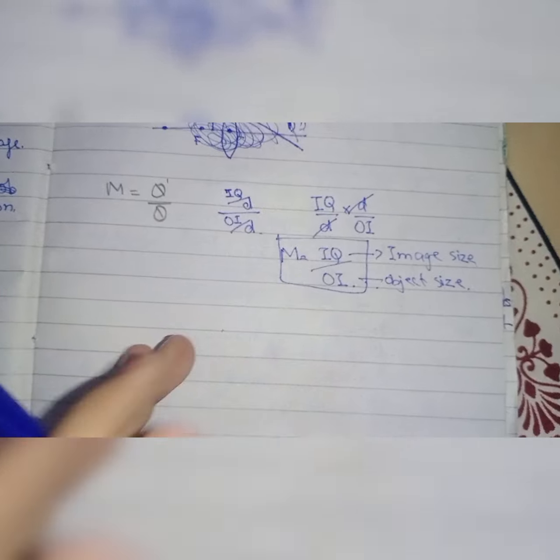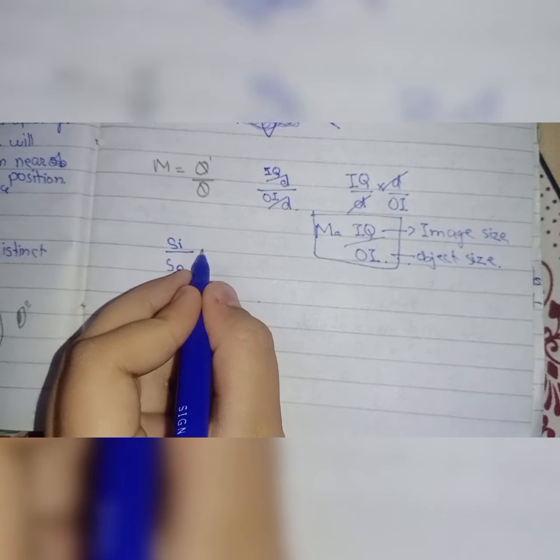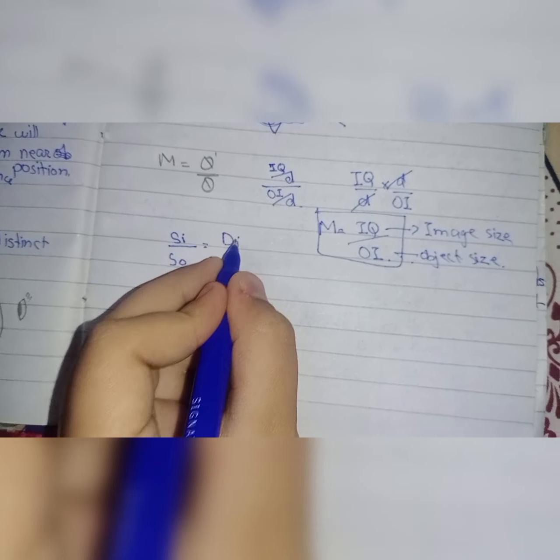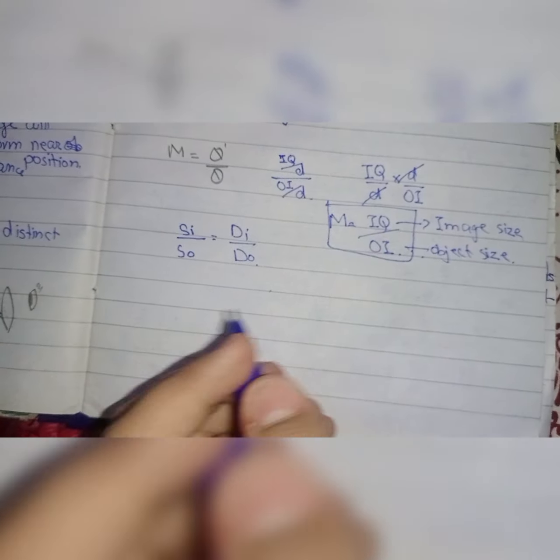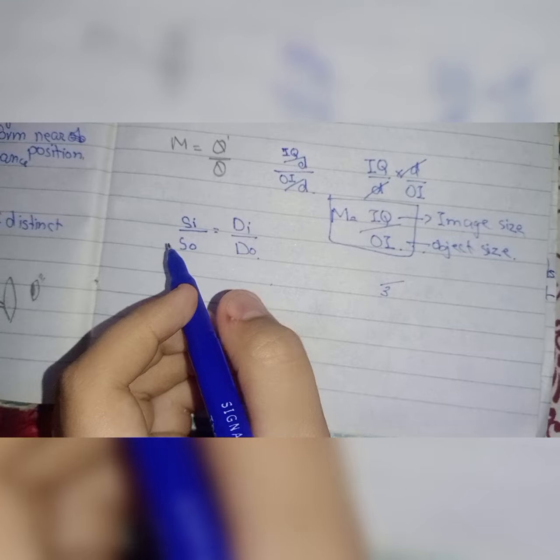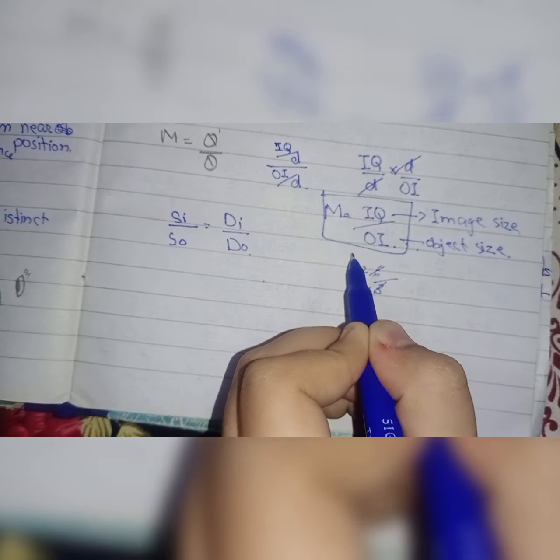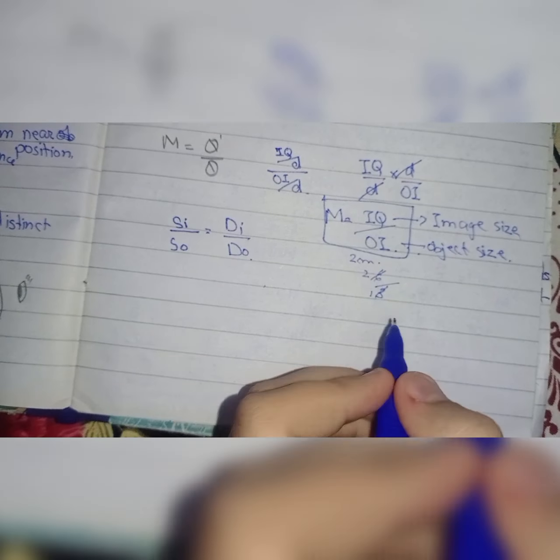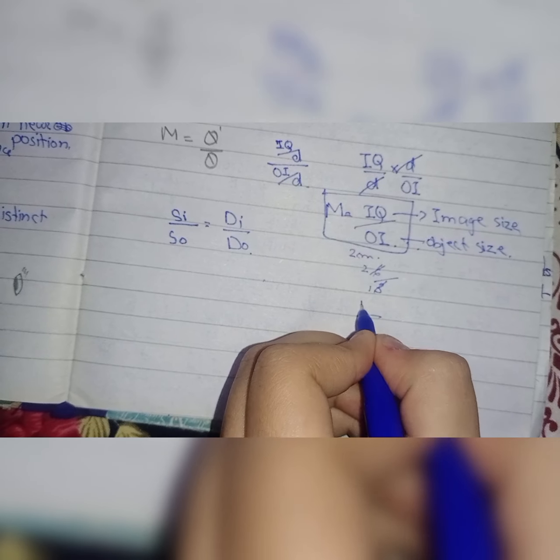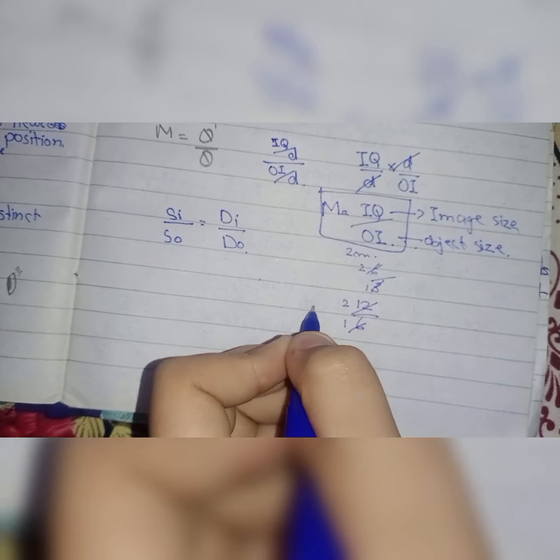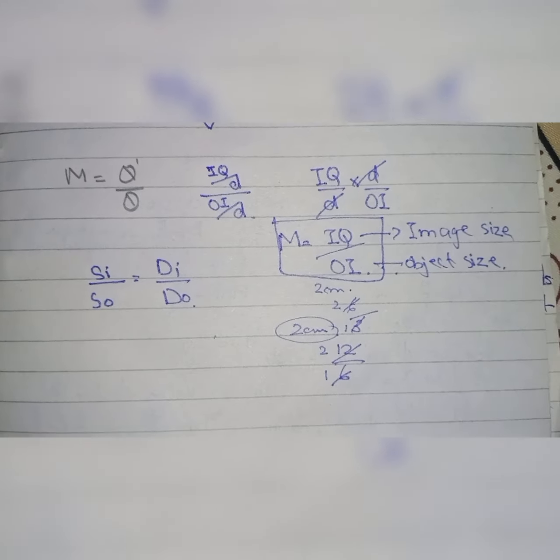Here we use the formula that size of image and size of object is equal to distance of image and distance of object. Like these both are equal. Size of object we have 3, then size of image, meaning the magnified image, we have 6. 3 ones are 3, 3 twos are 6. This will be 2 centimeter. And talking about distance, we have 6, and the magnified we have 12. 6 ones are 6, 6 twos are 12. This will be 2 centimeter. So both are equal to each other.